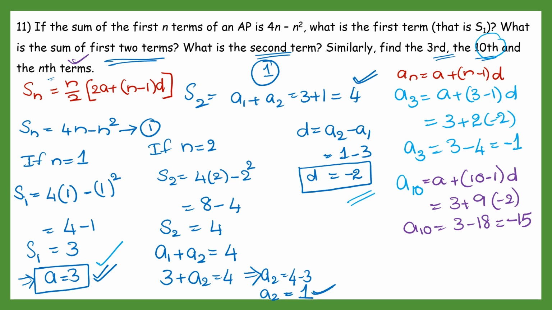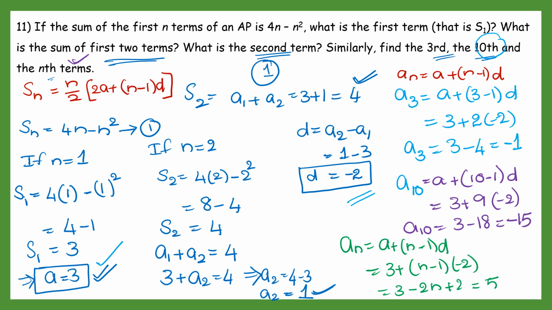Now, they are asking nth term. Now, let's find nth term also. An is equal to a plus n minus 1 into d. This is the formula. For nth term, a is 3 plus n minus 1 into d, which is minus 2. If we solve, we get 3. Plus into minus is minus 2n. Minus into minus is plus 2. So, we get 5 minus 2n. This is nth term. 5 minus 2n. We are able to find third term, 10th term, nth term. We are able to find second term. We are able to find sum of the first two terms.